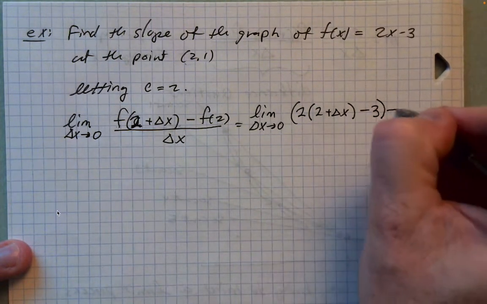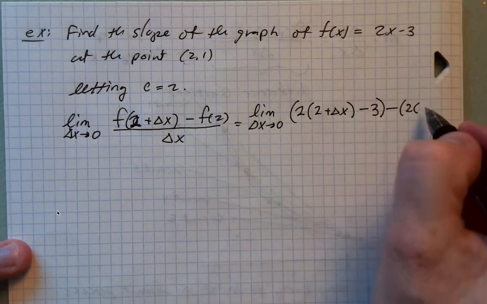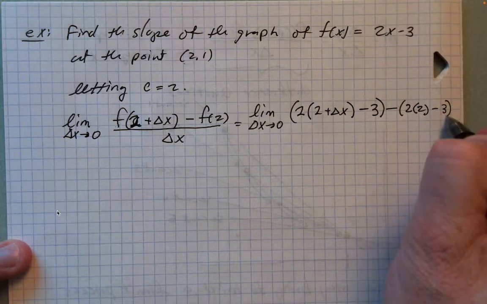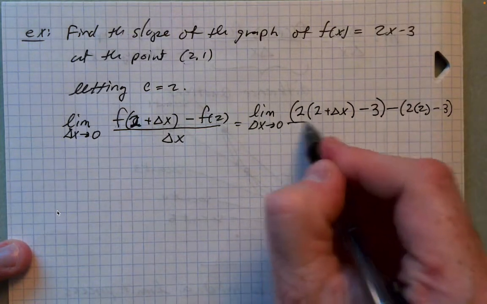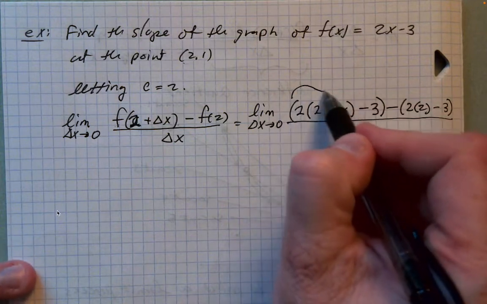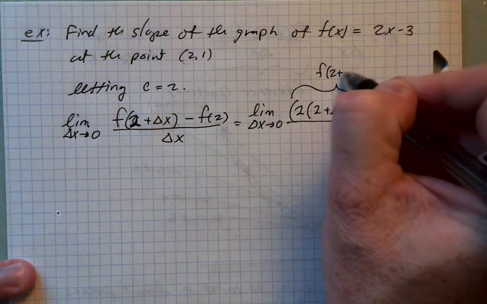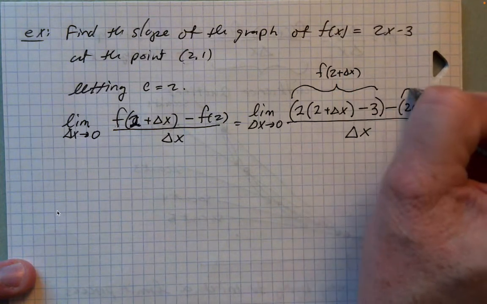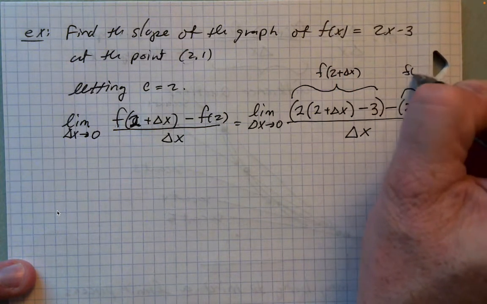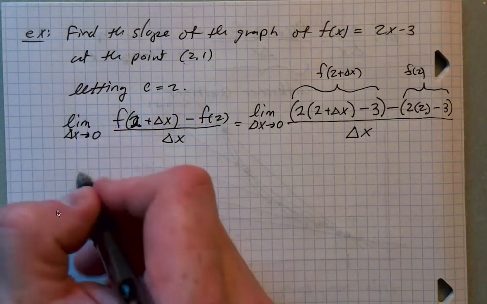And then minus f of 2, which we got to plug that in there, so it's 2 times 2 minus 3. Okay, and then that whole thing is divided by delta x. Now, just make sure this is clear that this part here is f of 2 plus delta x, and this part here is f of 2. That trips up basically everybody the first time they see it. So just make sure that that's kind of clear.